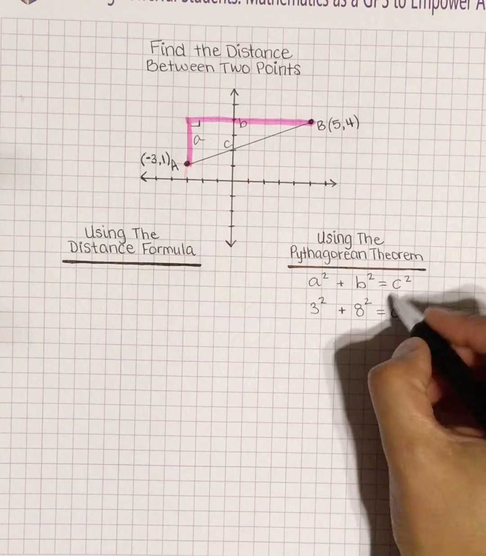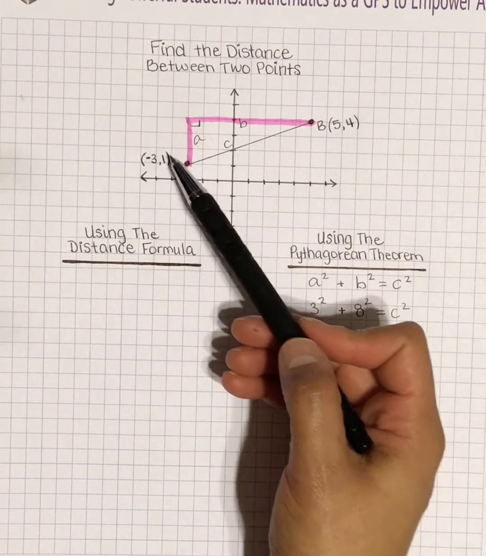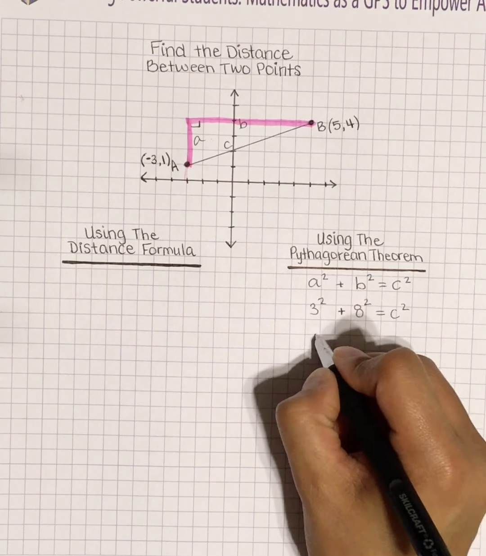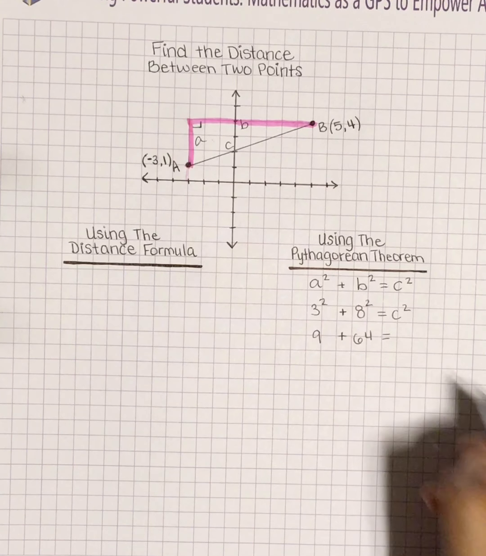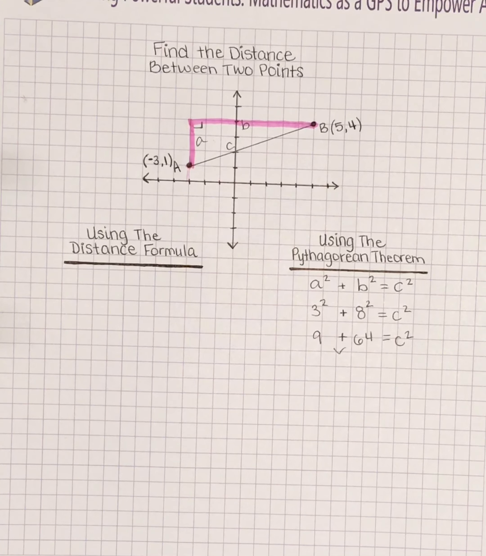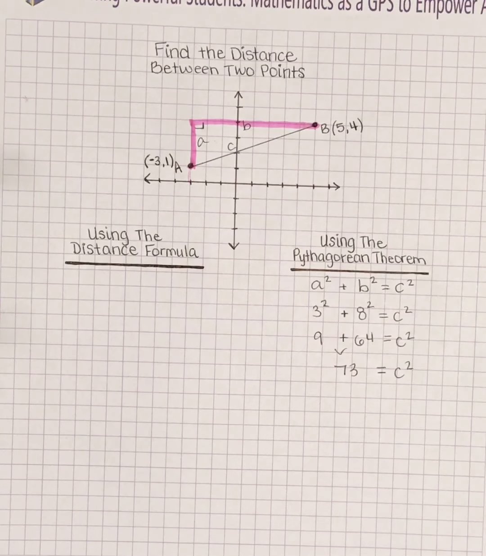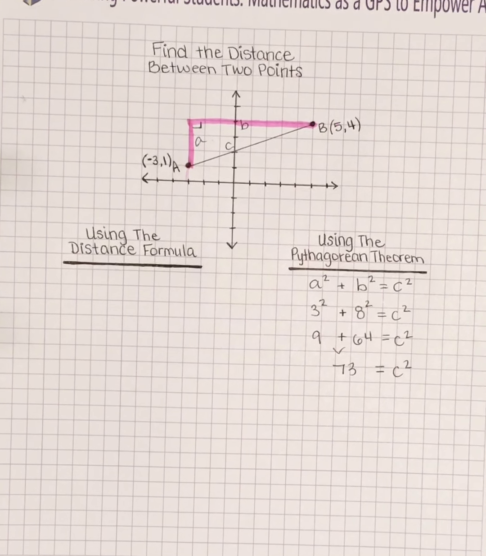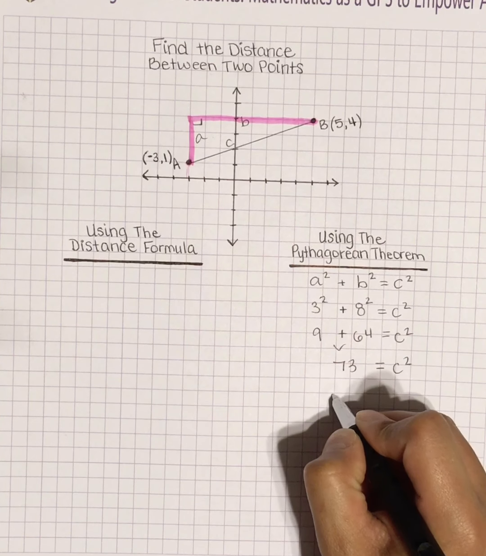And then I can just work that out. I'm solving for c. I don't know what c is. C is my distance from A to B. So 3 squared is 9, 8 squared is 64, and c squared. Just going to add those up. 9 plus 64 gives me 73. So 73 equals c squared, but I don't want c squared, I want c. So what I'm going to do is take the square root of both sides.